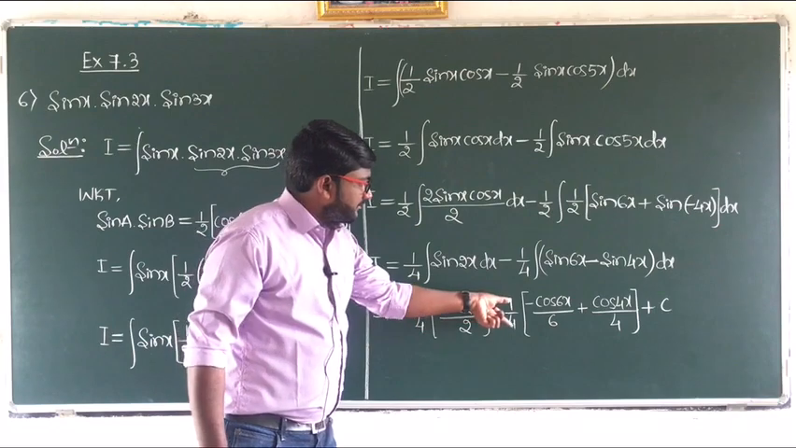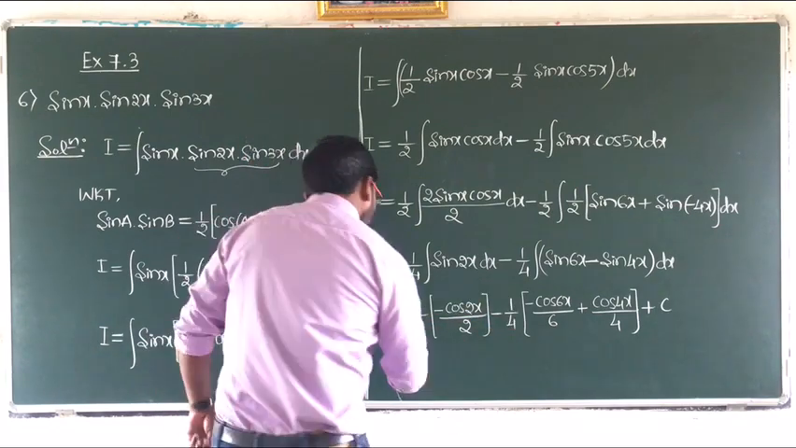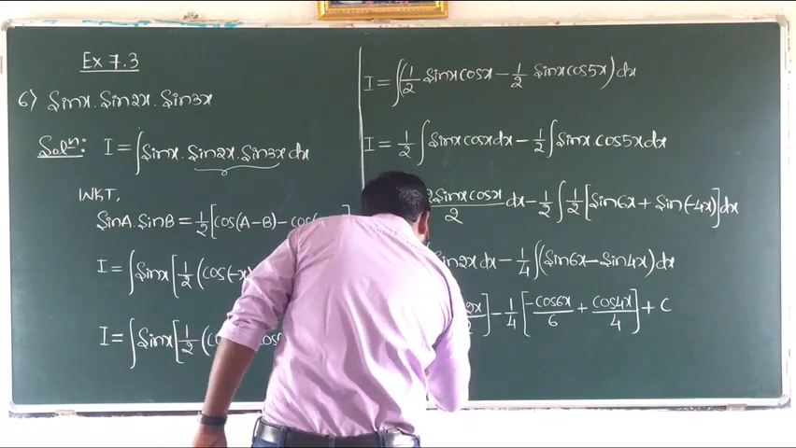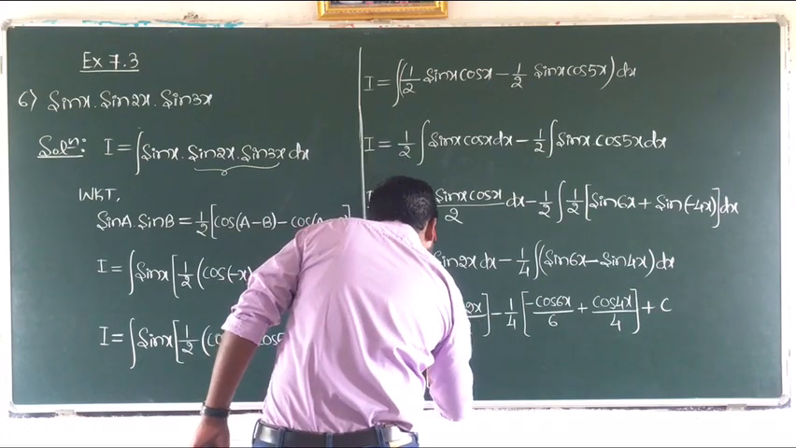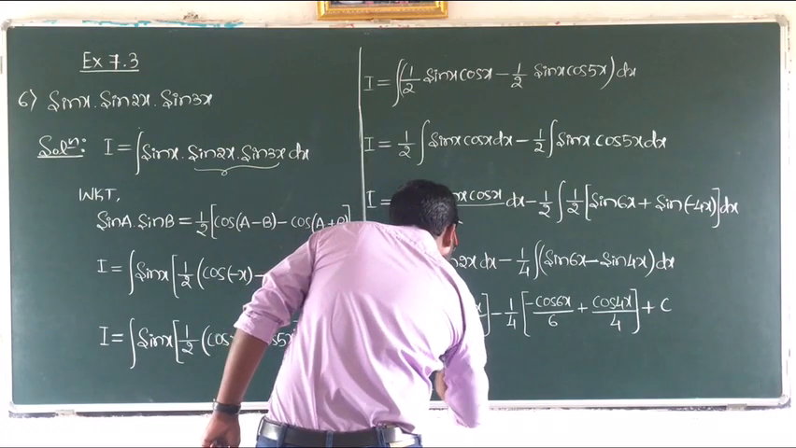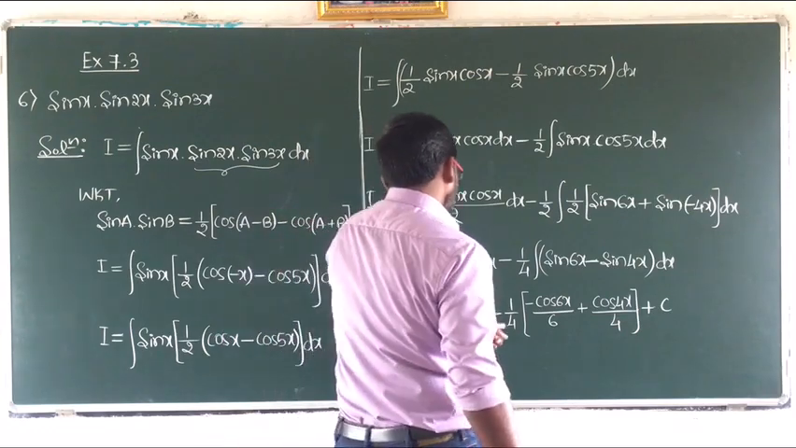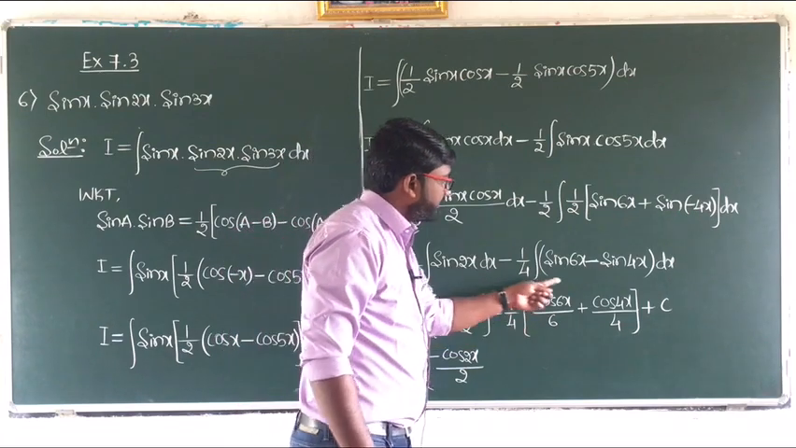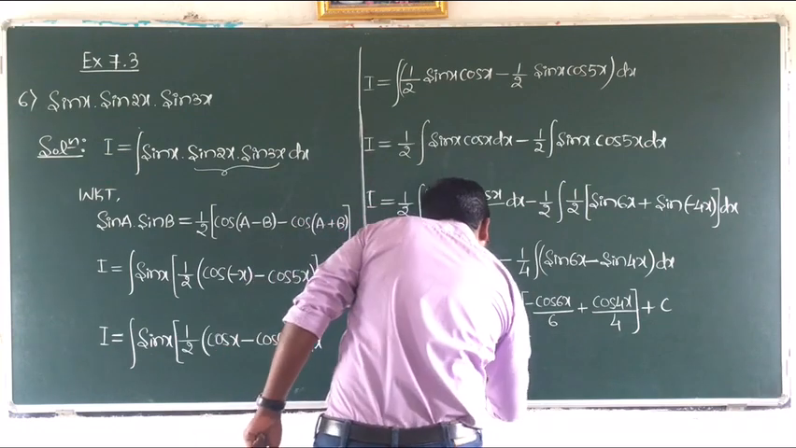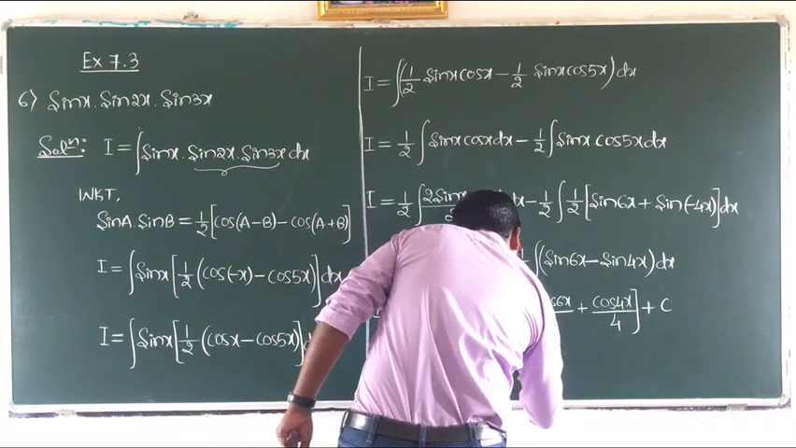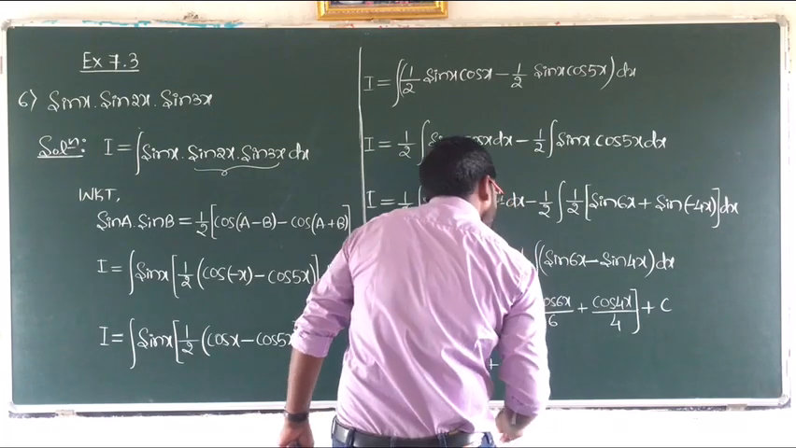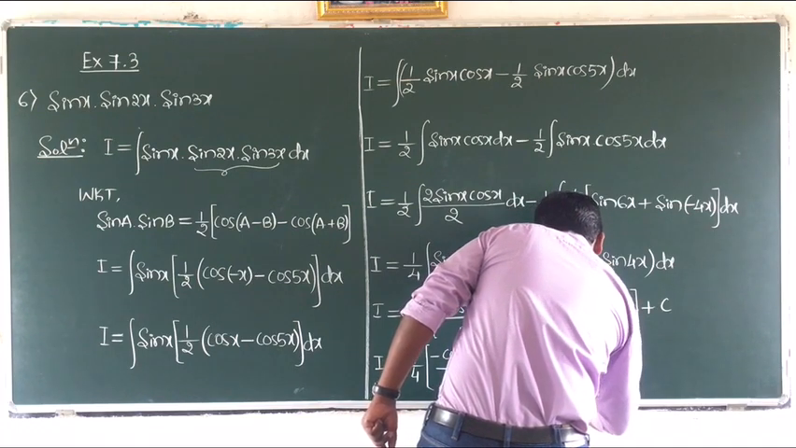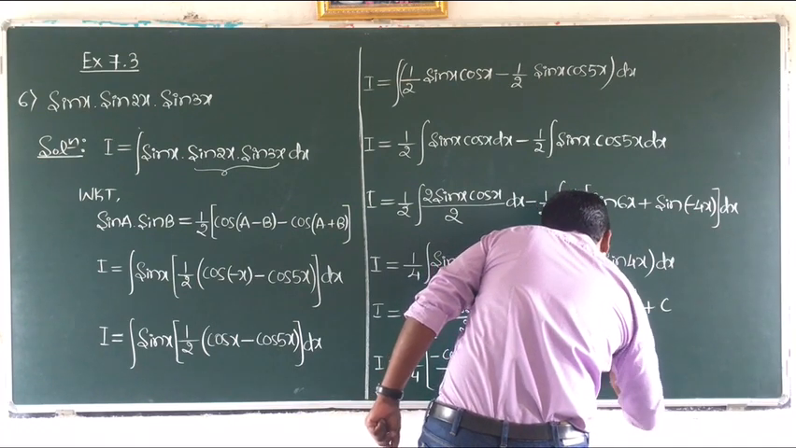Now in both the terms we can take 1 by 4 as a common term. So, I which is equals to 1 by 4 I am taking common. So, I write the remaining terms now, minus cos 2x by 2, and then here I have taken 1 by 4 outside, and then we have to multiply this minus sign with this particular term and the second term. So, minus into minus will be plus, we get cos 6x divided by 6, and then minus into plus it is minus cos 4x divided by 4 plus c.